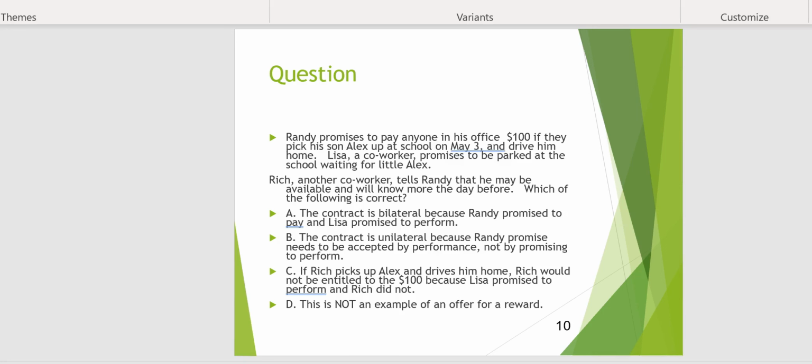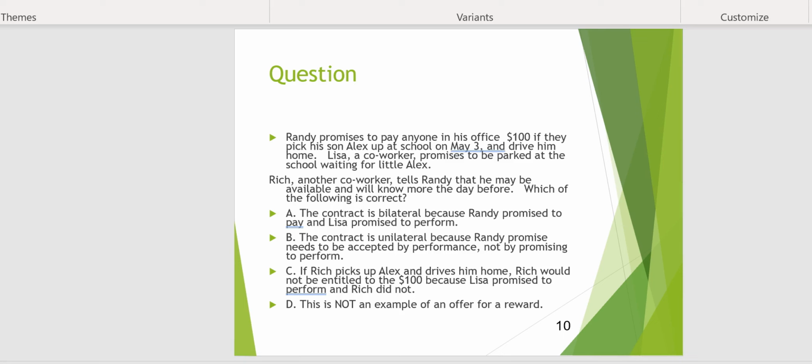So let's do this question and make sure we have this down. Randy promises to pay anyone in his office $100 if they pick his son Alex up at school on May 3rd and drive him home. What does that sound like? Well, Randy's offering, but the only way you can accept is if you pick up little Alex and drive him home on May 3rd. So this is an offer for a reward. It's a unilateral type of an agreement.